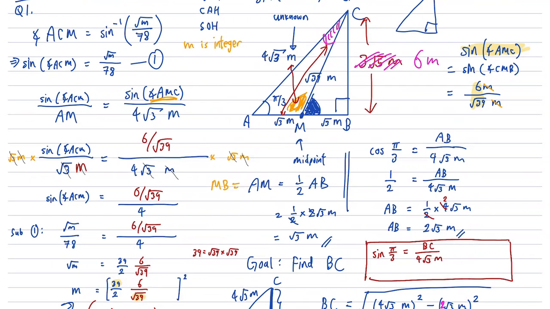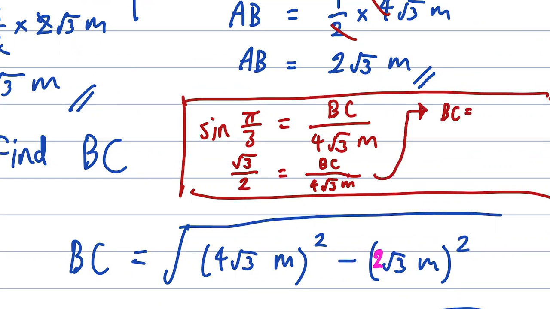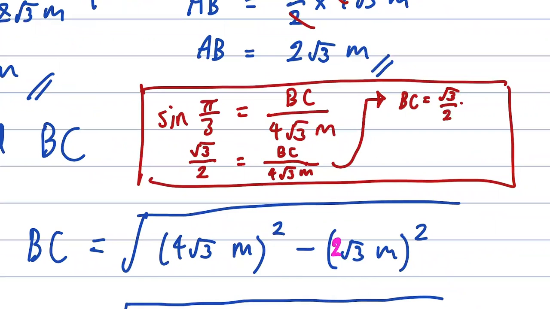You can evaluate sine pi by 3, which is sine of 60 degrees, root 3 over 2, an exact value, equal to BC over 4 root 3m. Then you can make BC the subject. So BC is equal to root 3 over 2 multiplied by 4 root 3m. Notice that root 3 multiplied by root 3 gives you a 3. So 4 times 3 is 12 over 2m, which is 6m. So that was another way to get the same length, 6m.